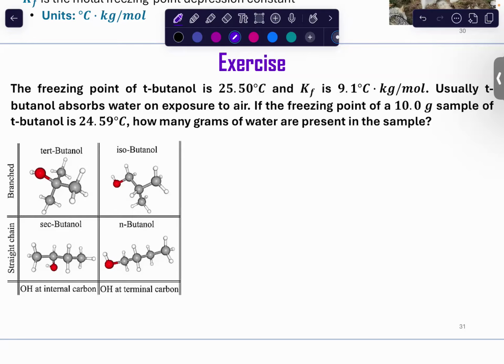Okay, so this one, I mean, sometimes you can draw yourself a little map. So how many grams of water are present? Well, I know, well, I said this, I said I can start with molality. Then I can go to moles of water and the grams of water. So I'm going to do a very similar calculation.